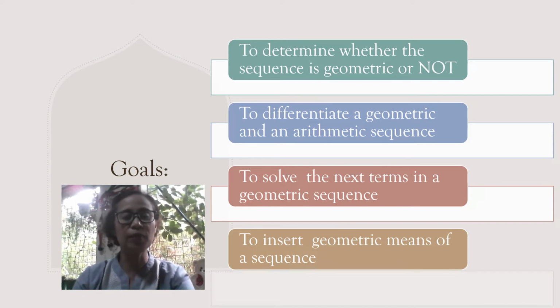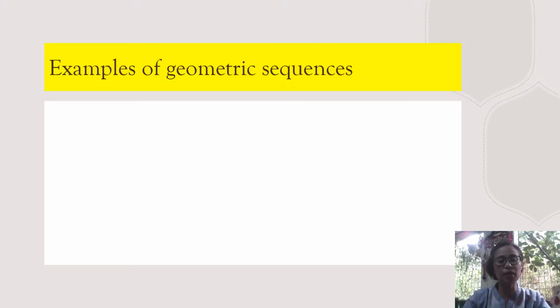So let's start with our first example of a geometric sequence. I have here 1, 2, 4, 8, 16. If you're saying 1 to 2 is an arithmetic sequence, it's not, because an arithmetic sequence would only increase by 1. Here, it increased by 2, by 4, by 8. So this is not an arithmetic sequence, but a geometric sequence.